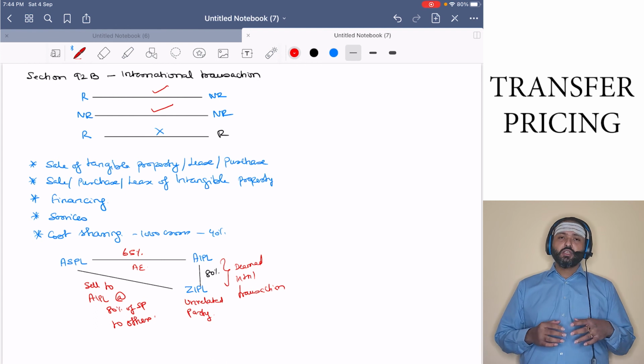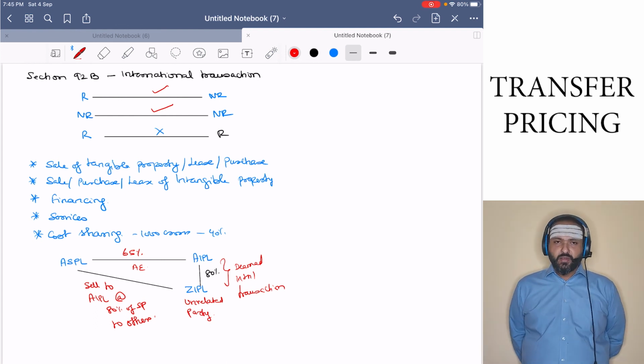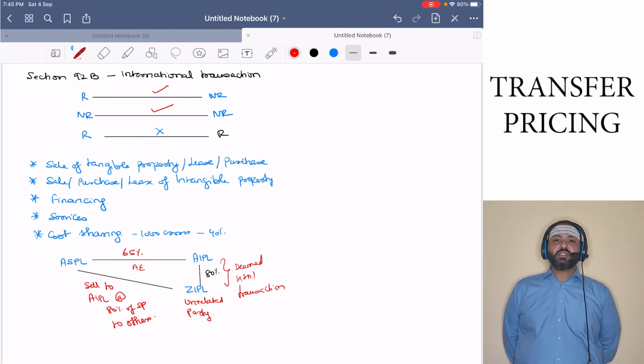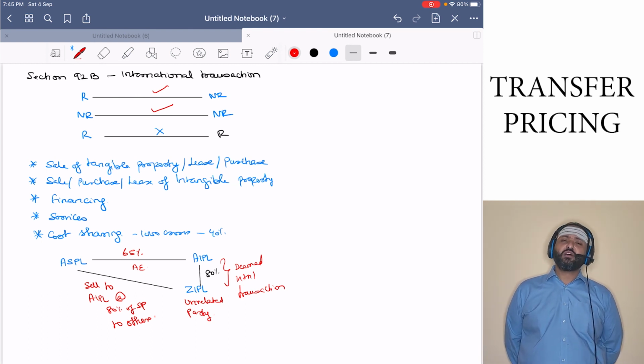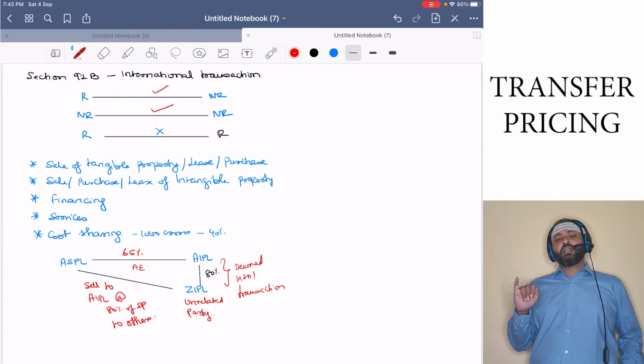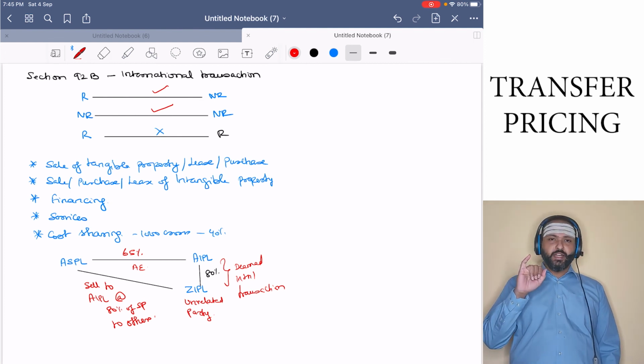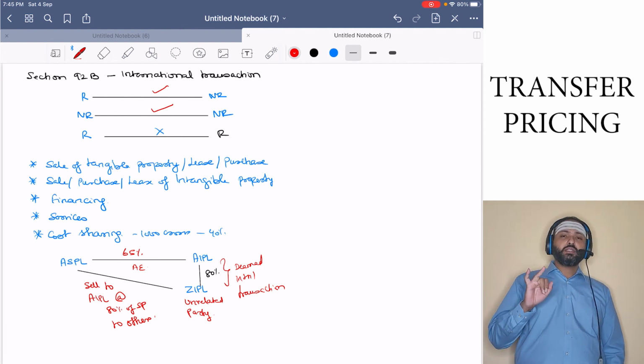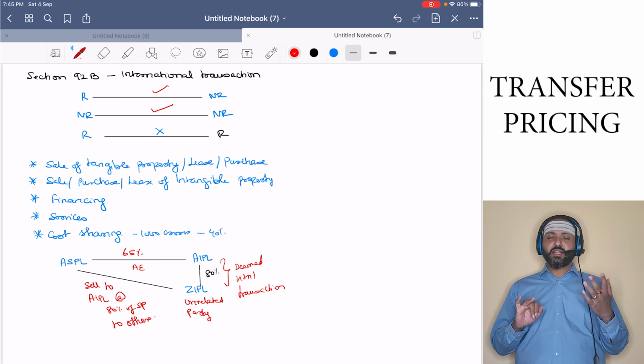Okay. So with this, we have completed our understanding of what is an associated enterprise and what are international transactions. So quickly let us revise what we have understood. Section 92, which is the charging section for transfer pricing, says that there are three components which are primary and pivotal for the purpose of transfer pricing study. Number one, the transaction has to be between associated enterprises. Then number two, the transaction has to be an international transaction.